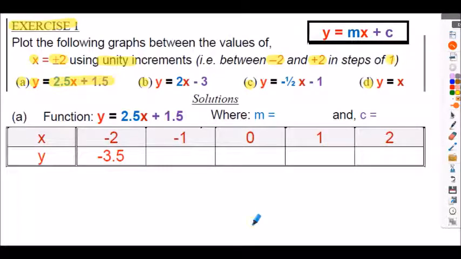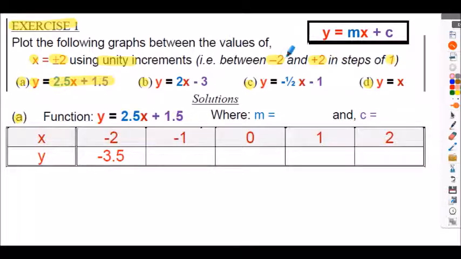So to help structure this solution, I've constructed a table below. So A, the function given is y is equal to 2.5x plus 1.5. We're plotting between x values of negative 2 and positive 2 in increments of 1. So we're going to have 5 points to plot on our graph later on.